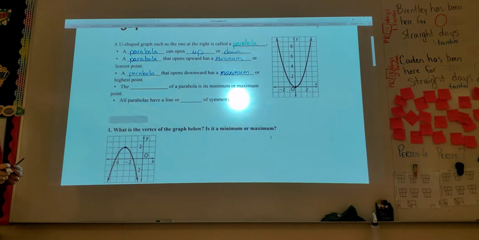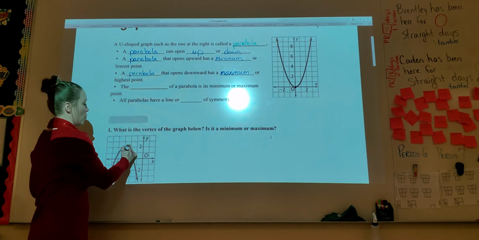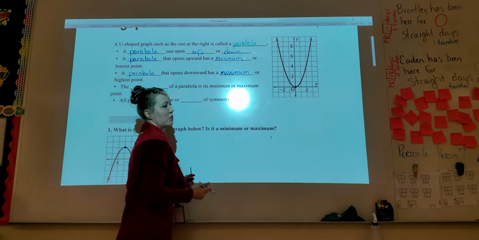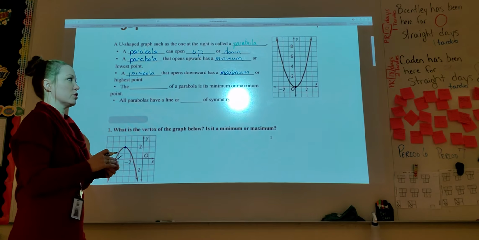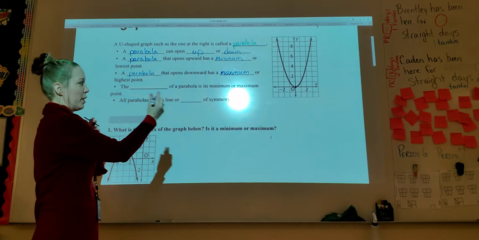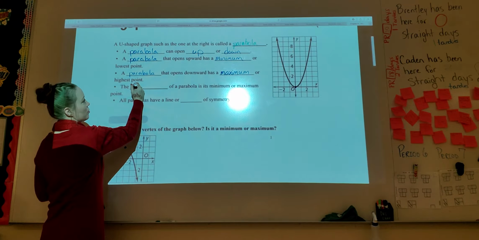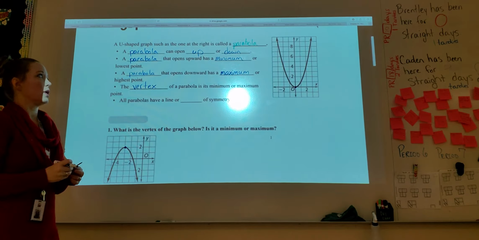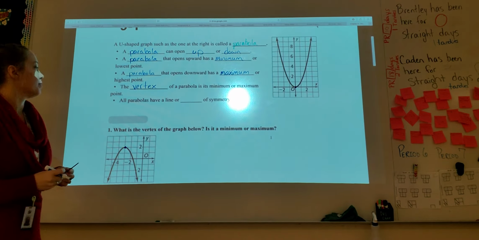And then it says the blank of a parabola is its minimum or maximum. So these points right here, the minimum and maximums, there's just one word that we use to describe both. So sometimes we're just in general talking about those points. That is going to be the vertex. The vertex of a parabola is its minimum or maximum point.